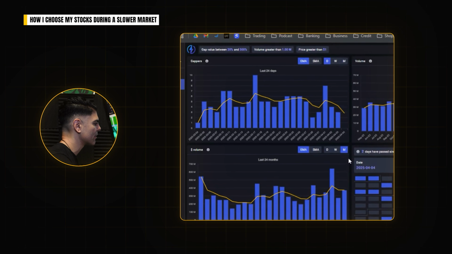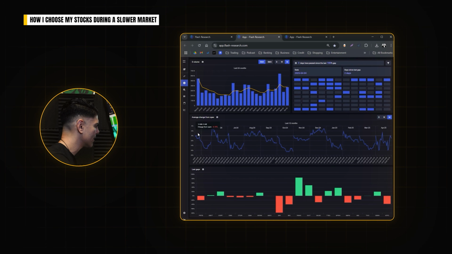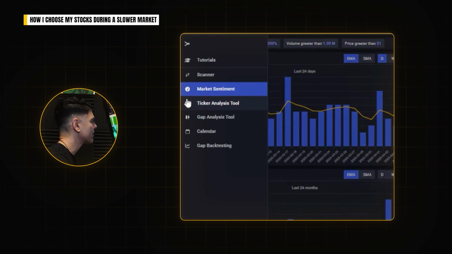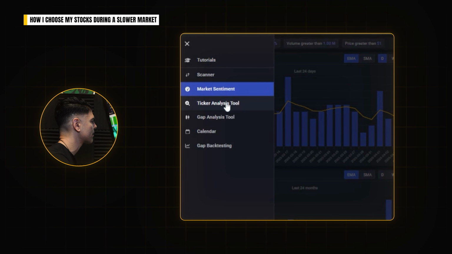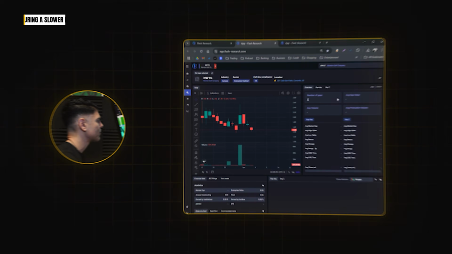So it's nice to know your stats. You can see the overall change from the open. Very nice and clean. And yeah, you got to know your stats, and definitely the ticker analysis tool is very nice also. Good stuff. How I set my key levels for scalping entries.